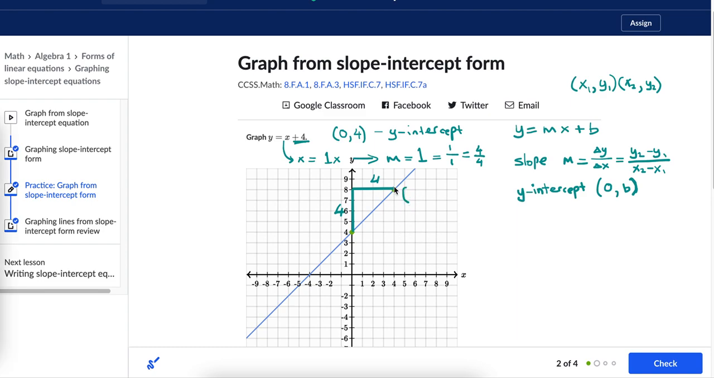This is the point 4, 8, right? The point 4, 8. Okay? This is the point 0, 4, right? So if you were to apply your slope formula to it, you would be getting 8 minus 4 over 4 minus 0, okay? And that, of course, is 4 over 4, which is 1, okay? That's why I wanted to show there that your slope is correct there, okay?